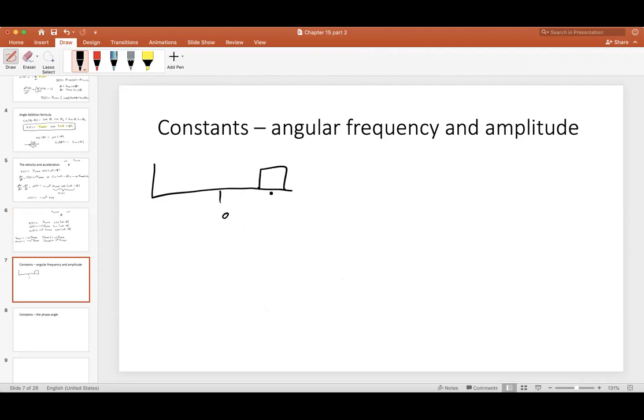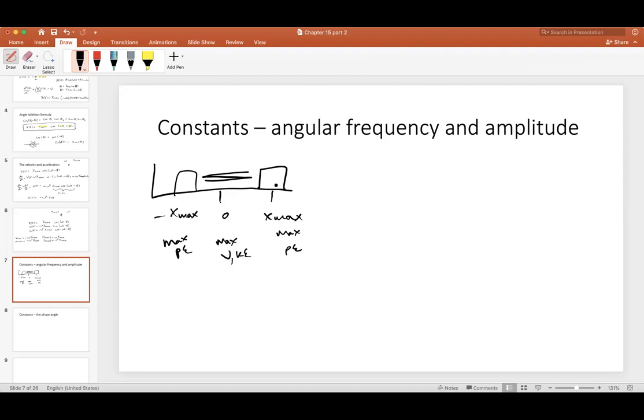When this thing is at a maximum, it has maximum potential energy, right? And this thing is going to oscillate back and forth, right? So here it has max potential energy. We'll talk about that in a minute. And here it has max velocity, max kinetic energy.